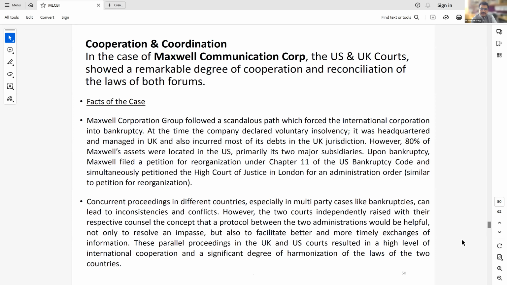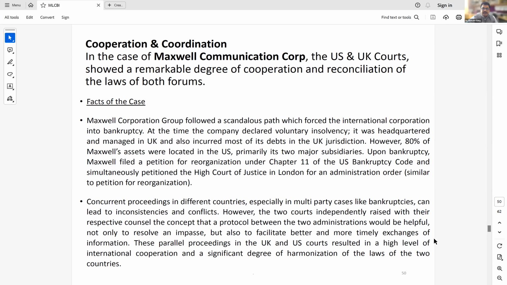Concurrent proceedings in different countries, especially in multi-party cases like bankruptcies, can lead to inconsistencies and conflicts. However, the two courts independently raised with the respective counsel the concept that a protocol between the two administrations would be helpful, not only to resolve an impasse, but also to facilitate better and more timely exchanges of information. These parallel proceedings in the UK and US courts resulted in a high level of international cooperation and a significant degree of harmonization of the laws of the two countries. Similarly, some courts exercise a remarkable extent of cooperation and coordination.